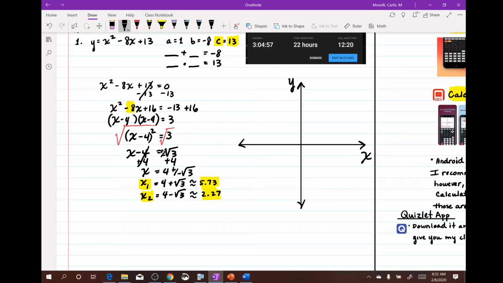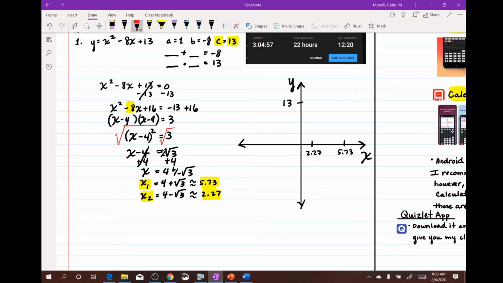So I can plot 3 points right now. I can plot the y-intercept and both of the solutions. Okay, so we're just going to estimate where they would be. The y-intercept is at 13, so we'll just say that that's 13. And then we'll put our 2.27 solution here, and we'll put our 5.73 solution here. Okay. So let's sketch it.